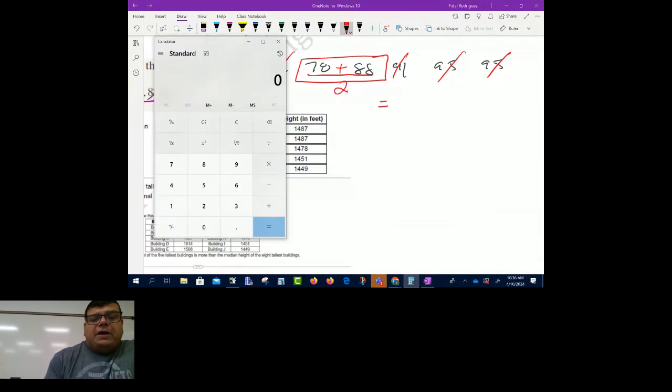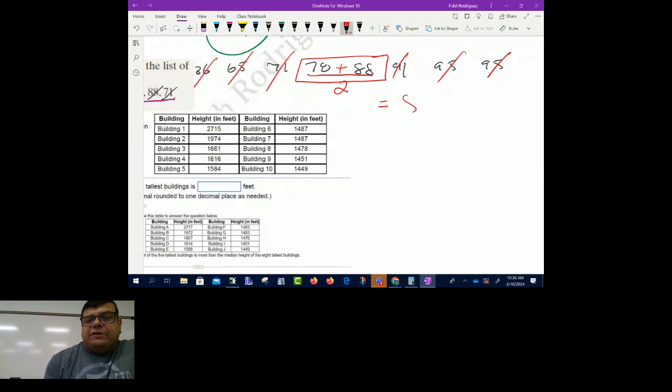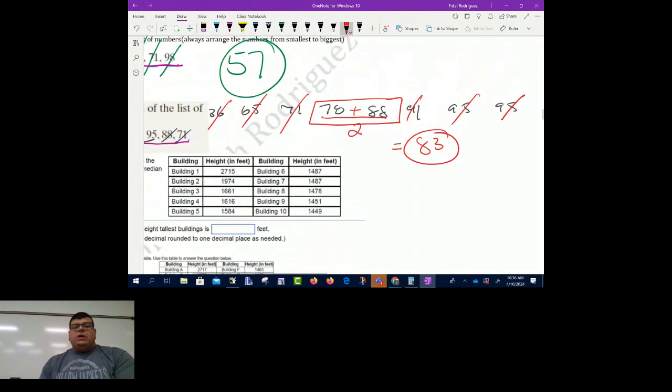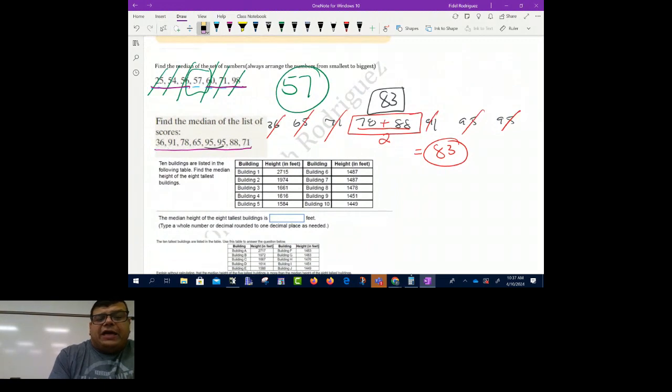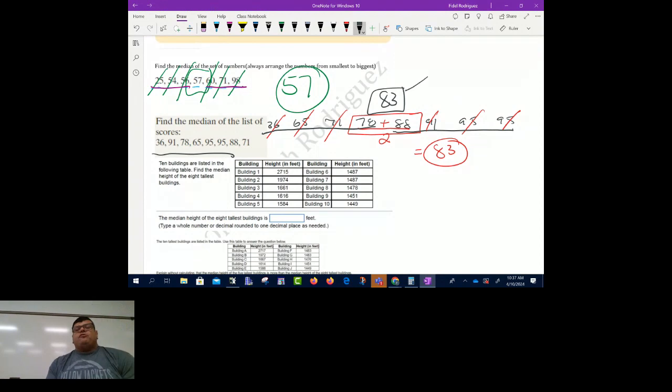So, y'all, I'm going to come back here and I'm going to say, look, 78 plus 88 is 166, let's divide it by 2, 83. And that's going to be our median. So, y'all, one thing I want to mention here, my median does not necessarily need to be a number that is given to us in that list, right? So if you notice here, y'all, 83 is not one of those numbers, but 4 numbers are smaller than 83 and 4 numbers are bigger than 83, okay?